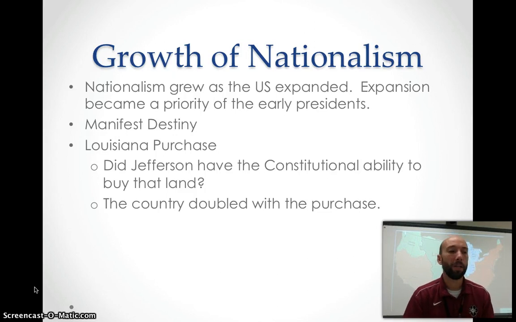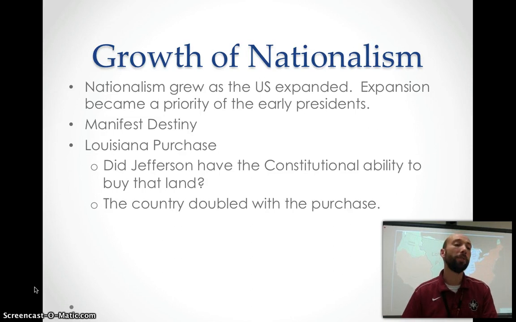So the first way we expanded was through the Louisiana Purchase. Thomas Jefferson, as president, is the one who purchased that, and he actually was debating with himself on whether he actually had the constitutional ability to buy that land. Because remember, he is a strict interpretationist. Remember from our unit on the Federalists and Democrat Republicans, he believed that if the Constitution didn't say it, then he couldn't do it. And the Constitution doesn't say anything about giving the national government the authority to buy land. But he does it anyways, even though it goes against his strict interpretation.